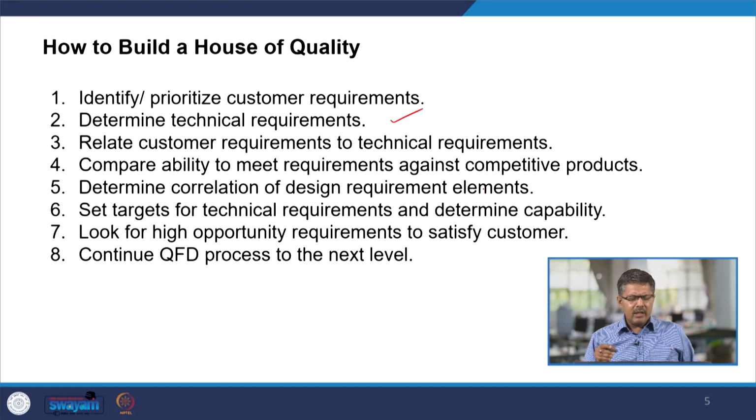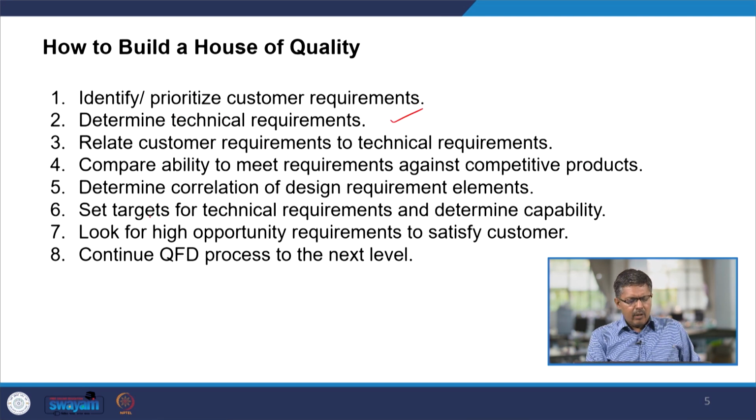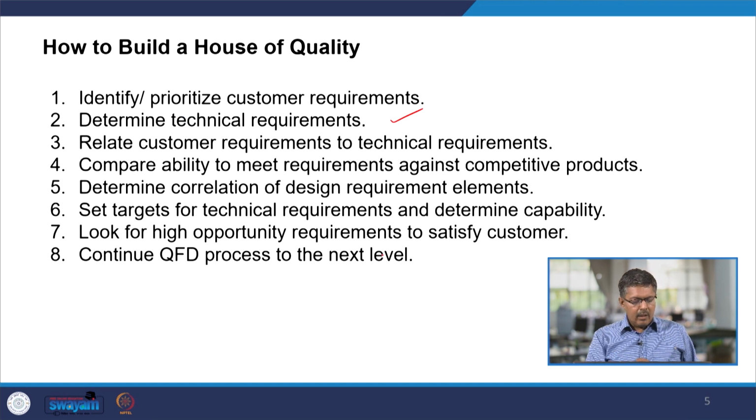Determine the correlation of design requirement elements. Here we are talking about the interrelationship among the technical requirements. So, what kind of a relationship exists? Then we talk about setting the targets for technical requirements and determining the capability. So, where do we stand, which I had said in the bottom place. And then look for high opportunity requirements to satisfy customers.